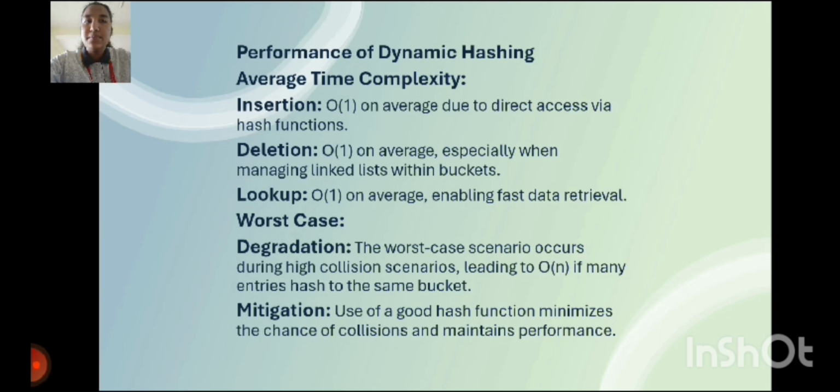Worst case degradation. The worst case scenario occurs during high collision scenarios, leading to O of n if many entries hash to the same bucket. Mitigation. Use of good hash functions minimizes the chance of collisions and maintains performance.